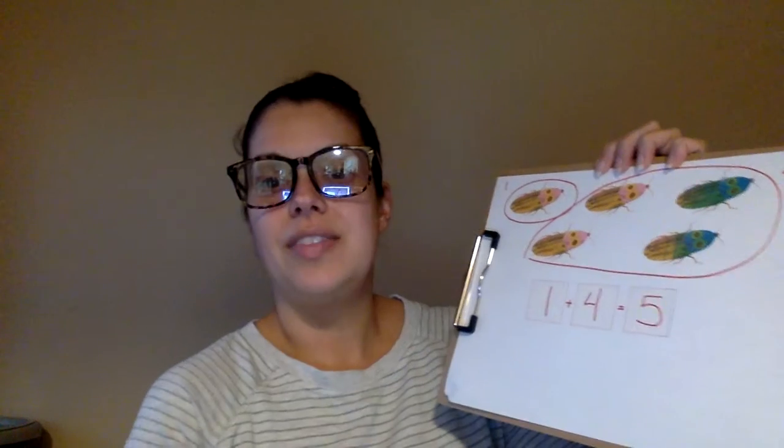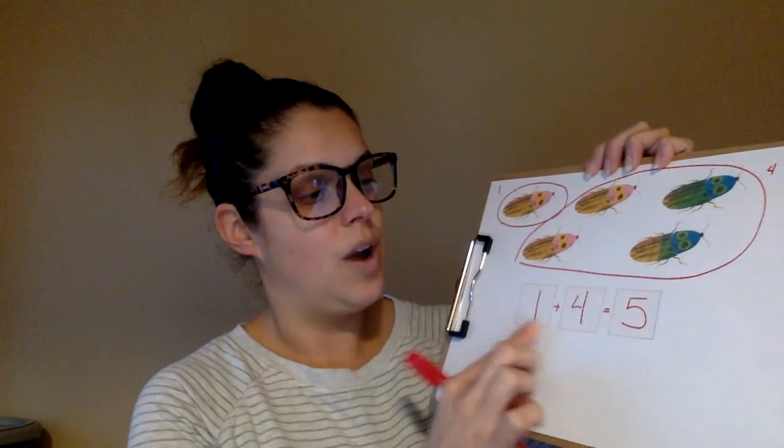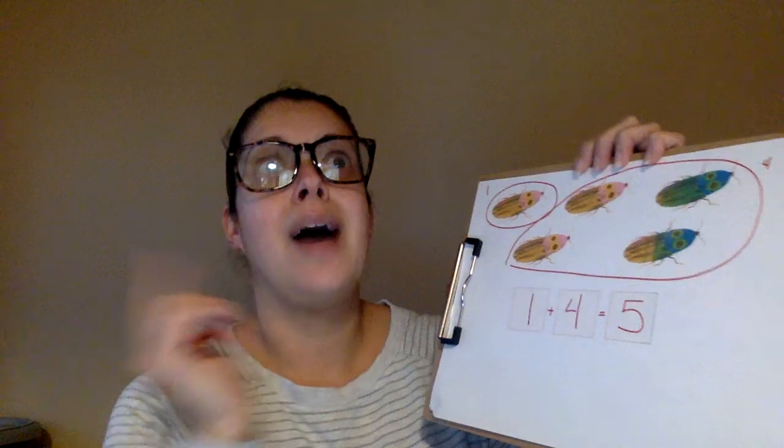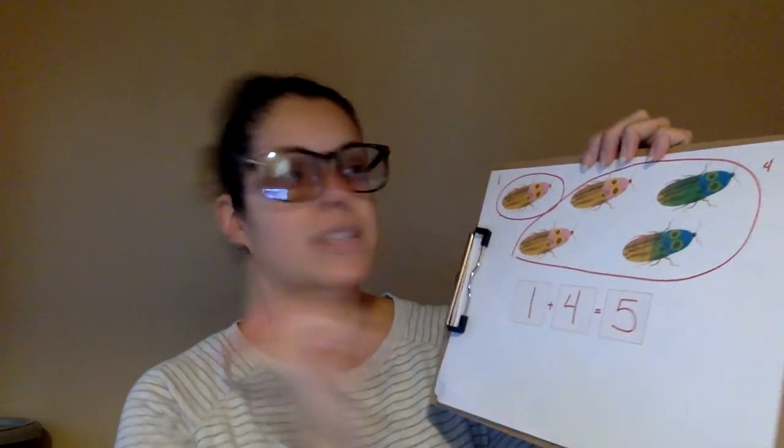I know that one and four, when I put them together, that's five. So 1 plus 4 equals 5. Now I'm going to explain how I thought about this. How did I figure out that it was 5? Well, what I did was I took the bigger number 4, and I knew that one more than 4 is 5, because that's the next number that comes up after 4.